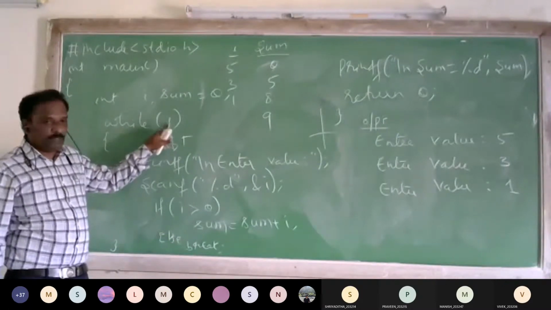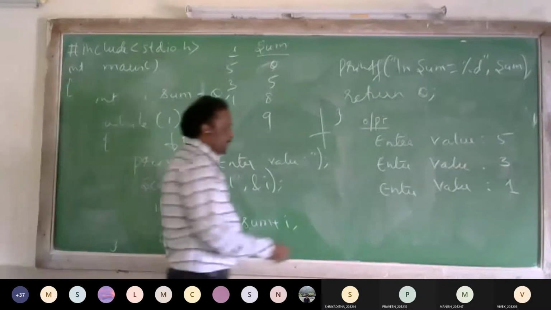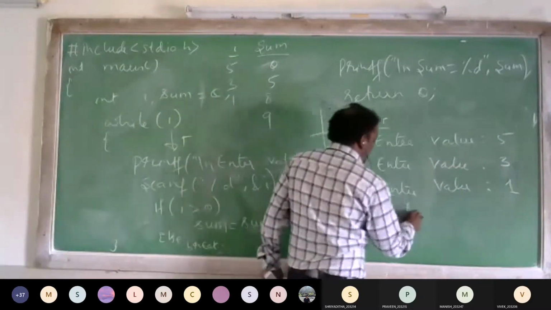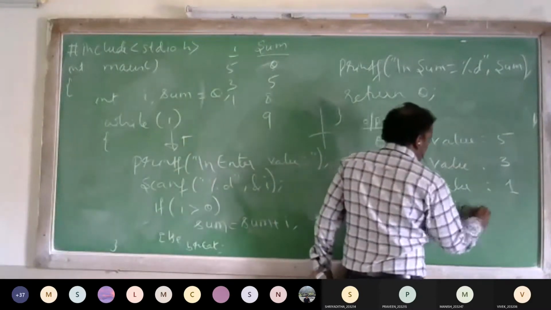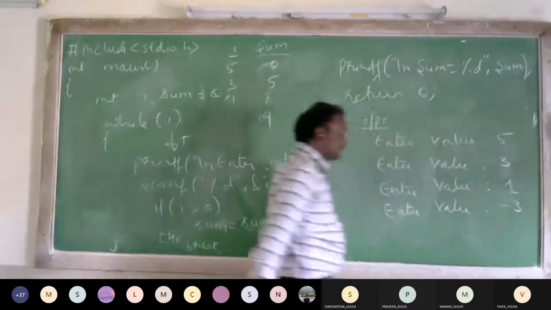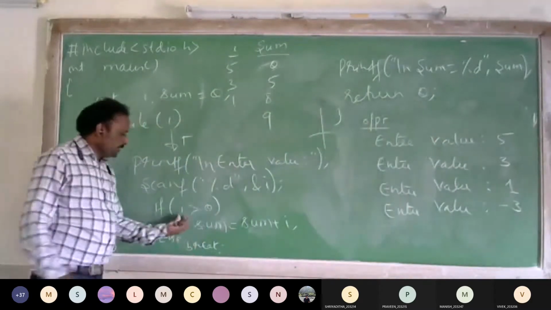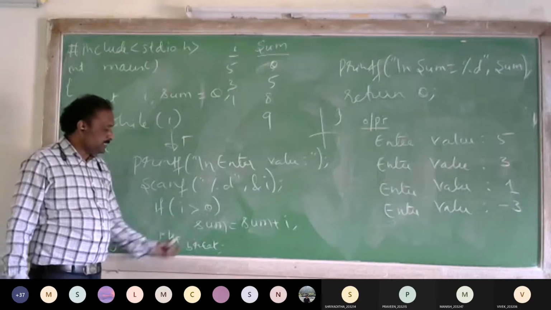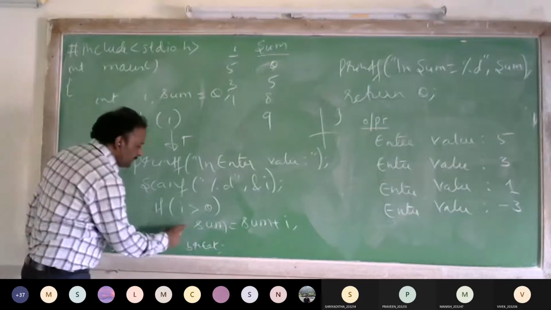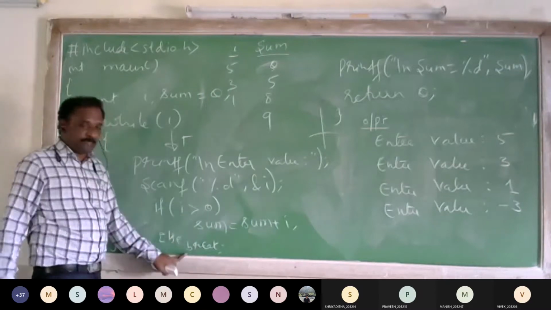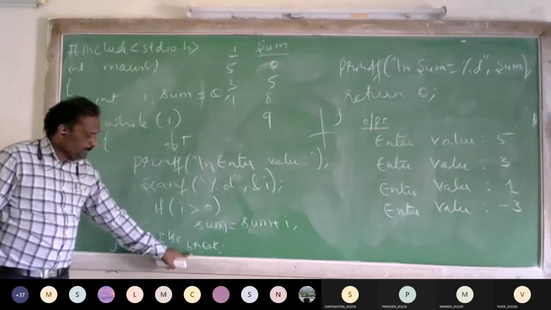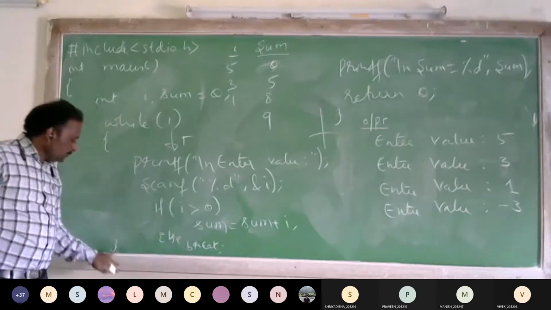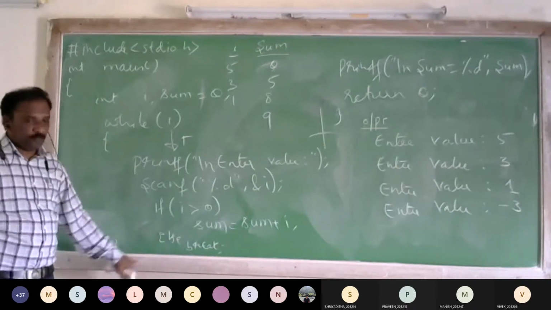The condition is true; 1 means always true. Enter value. Now I am entering minus 3. Is minus 3 greater than 0? False. False means this statement is not executed, and it will execute the else part. What is the else part? The else part is break. Break means you come outside of the while loop.